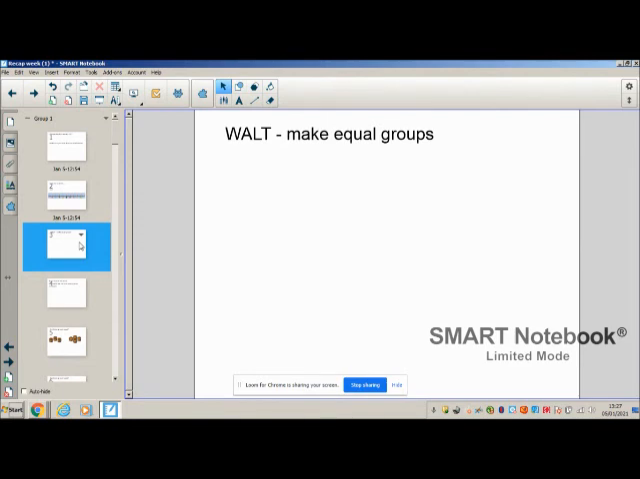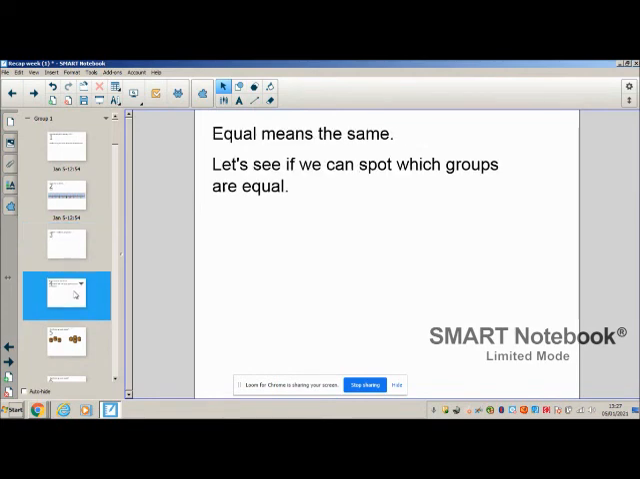Today we are learning to make equal groups. This is something that you did in Year 1, so we're just having a short lesson to see if we can remember how to do this. The word equal, my turn, equal, means the same. If 2 things are equal, they are the same.